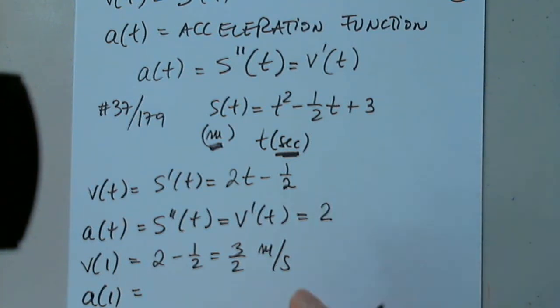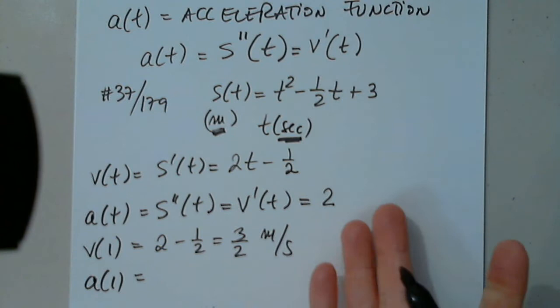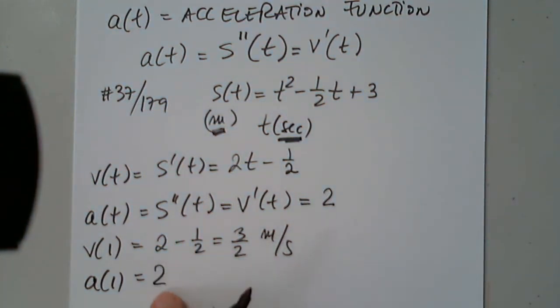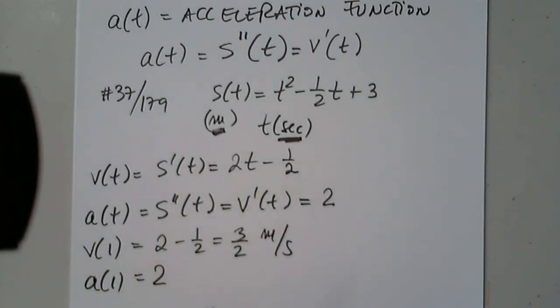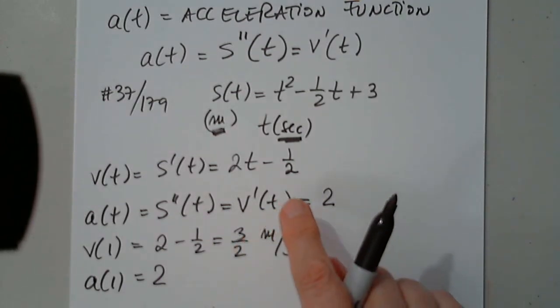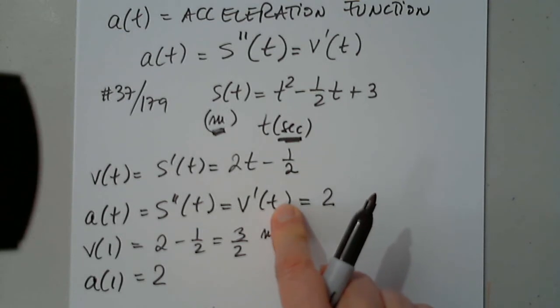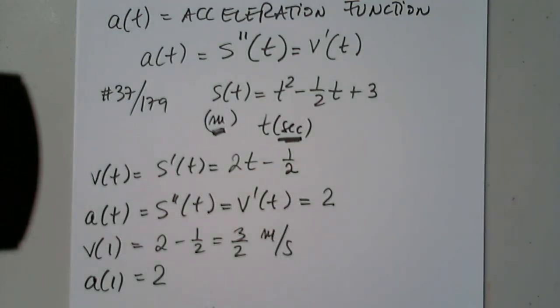Very good. And since I cannot plug in anything, it's just 2. What is the measurement unit? Careful. The velocity is the rate of change of distance with respect to time, meters per second. But the acceleration is the rate of change of velocity with respect to time. So what is the measurement unit for 2?